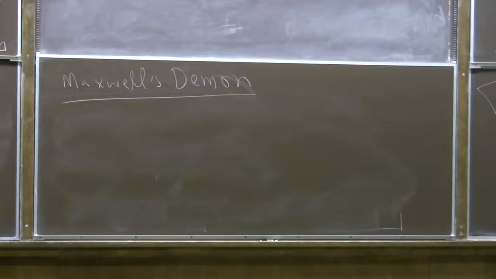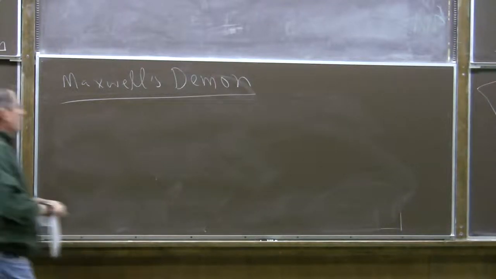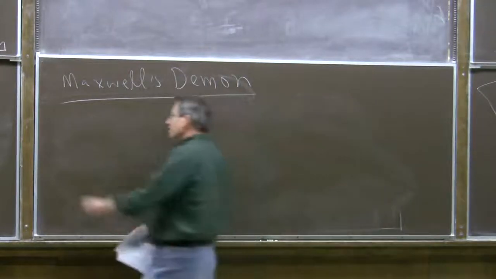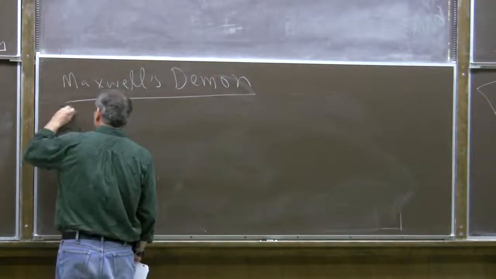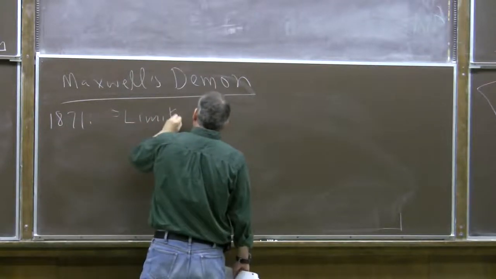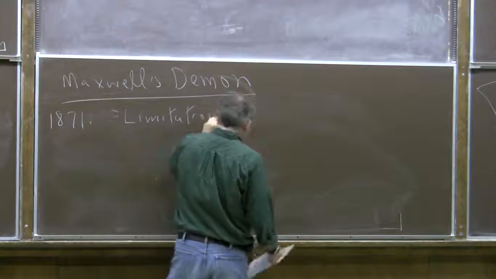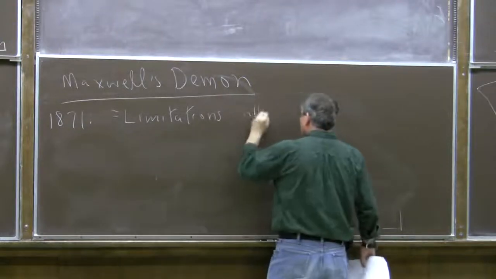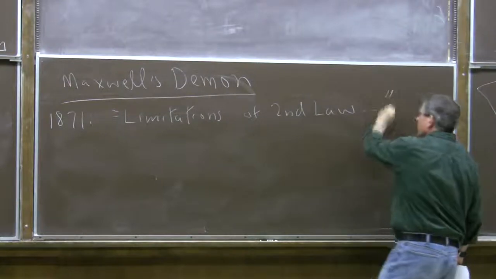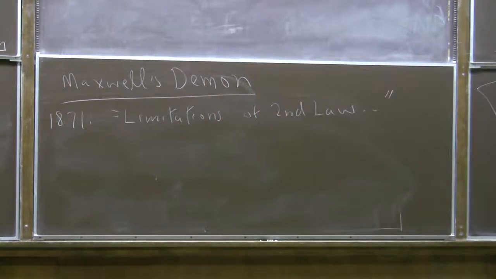But Maxwell had some qualms about the microscopic view of the second law of thermodynamics, which he expressed in an article in 1871, which he called Limitations of the Second Law. Maybe it doesn't always work, he said. He imagined the following situation.